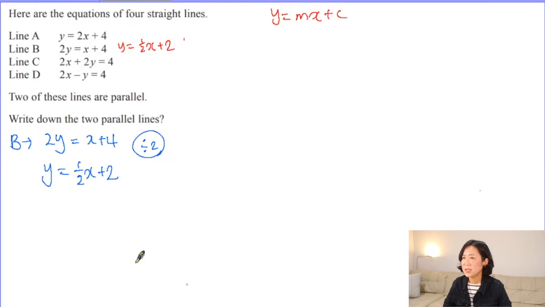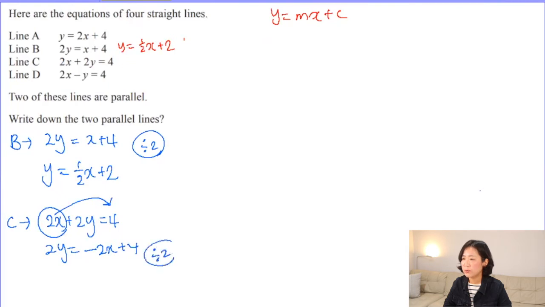Then line C is 2x plus 2y equals 4. Change this into the standard form. Leave 2y and move all the other terms to the other side. So 2y equals minus 2x plus 4. Since we only want to have y, let's divide by 2. So y equals minus 2 divided by 2, which is minus 1x, plus 2. So our standard form is y equals minus x plus 2.